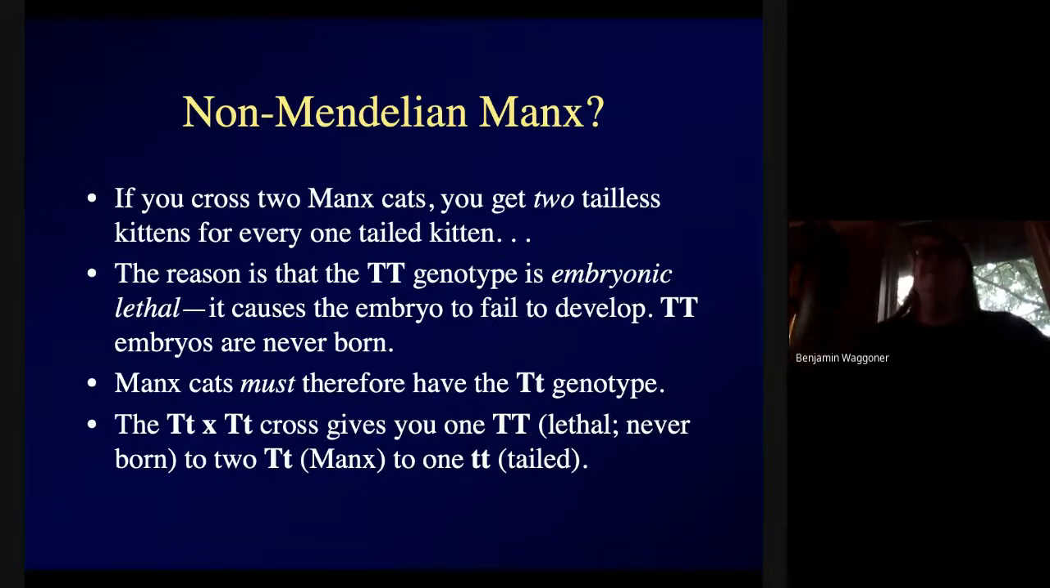The reason is that some of your offspring are never seen because they just don't develop beyond a very small embryonic stage. So yeah, you can have Mendelian ratios distorted if some of the possible genotypes are embryonic lethals, incompatible with life. Poor kitties. Right.